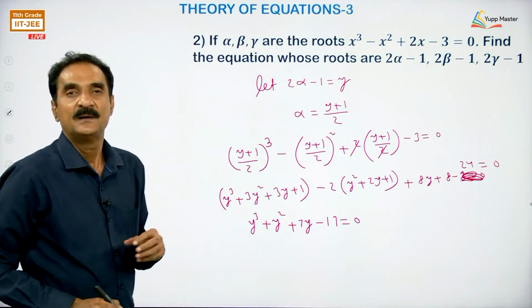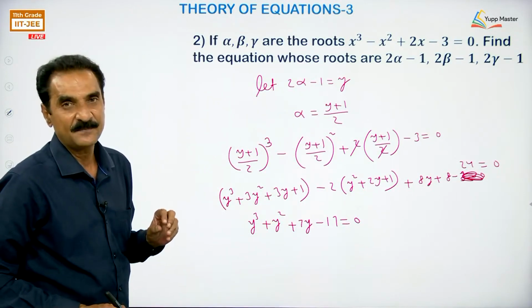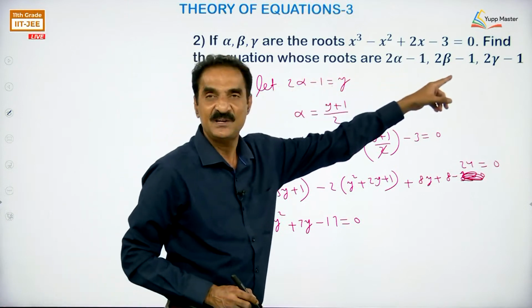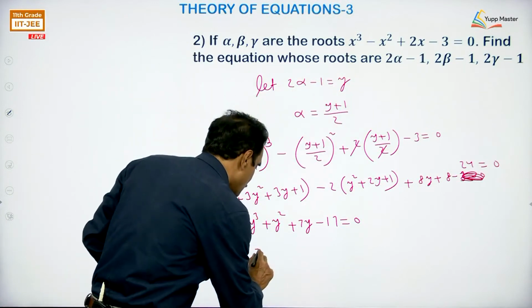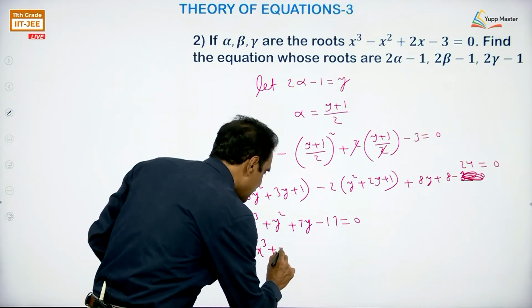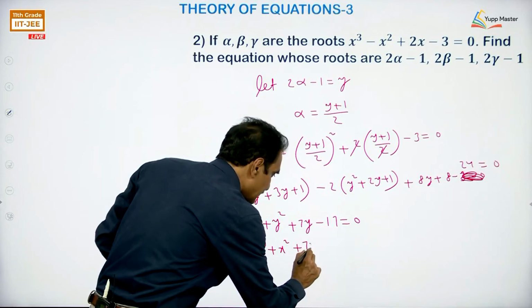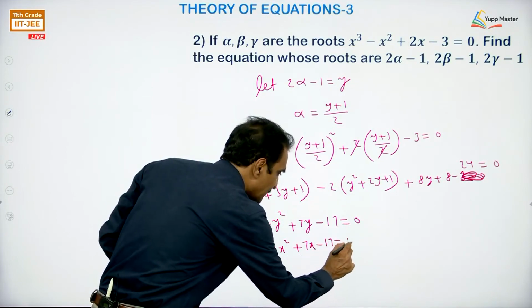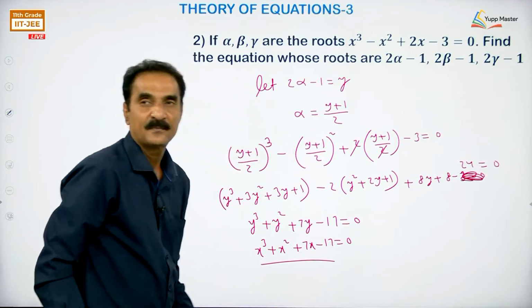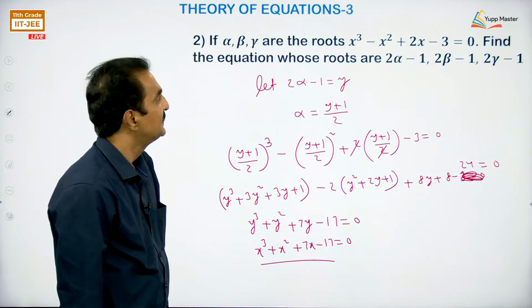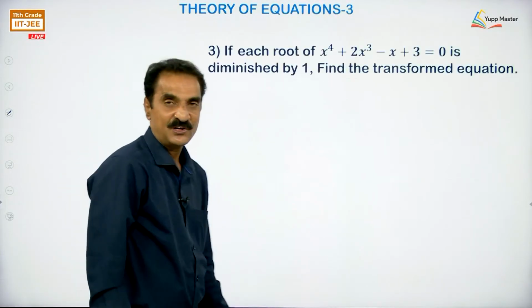Now, we have to write the final answer in terms of x. So, the equation whose roots are these three is given by x cube plus x square plus 7x minus 17 is equal to 0. Right. Next question.